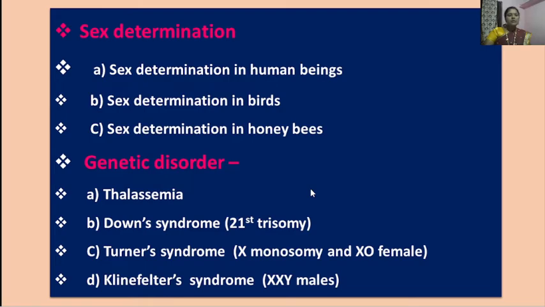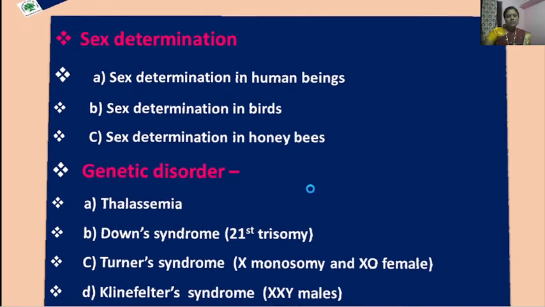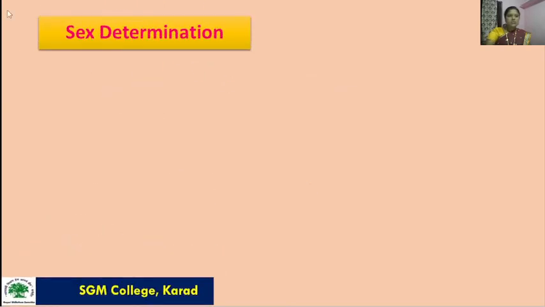So first we start with sex determination. Let us understand what exactly is the meaning of sex determination. Sex means male or female. So the mechanism by which we determine male or female is known as sex determination. This particular term, sex, refers to the sexual phenotype. Sexual phenotype means male or female.